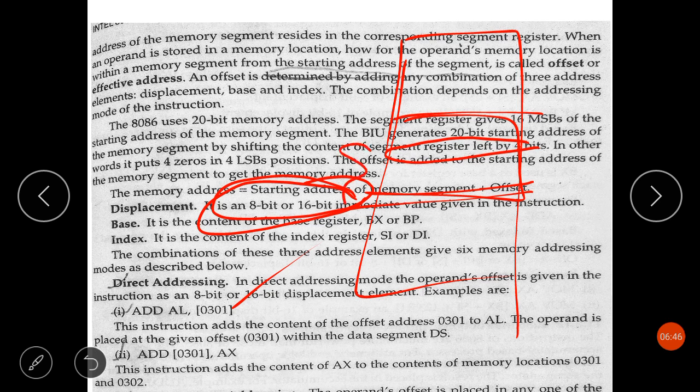So that is the offset. Offset means the distance of the operand address from the starting address. And that offset will reside either in the base register or index register, or it may be given directly in the instruction. So what is happening in the rest of the addressing modes is that this offset can be specified in different ways, and depending on that we will have different addressing modes.